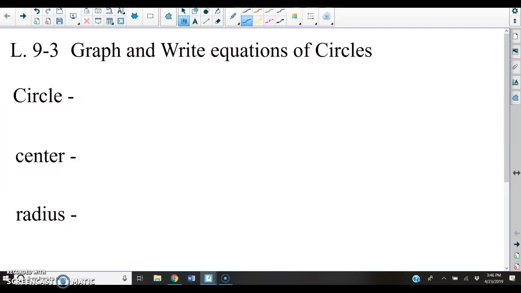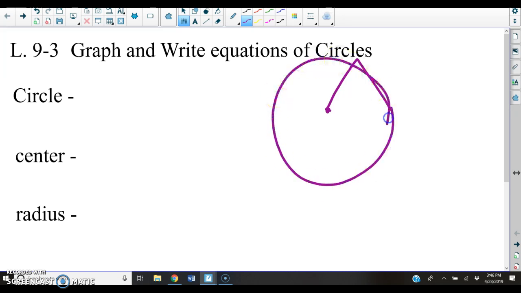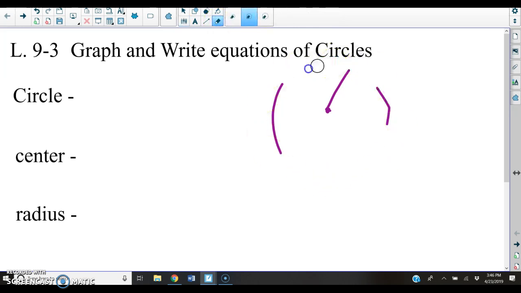In lesson 9.3, we are going to graph and write equations of circles. We have a little bit of vocab to go over before we get going into the math part of this. A circle, if you think about how they were made, you had a compass, and you put the point of the compass here, and then you stretched out your compass, and then from that you'd spin it so it would make a circle.